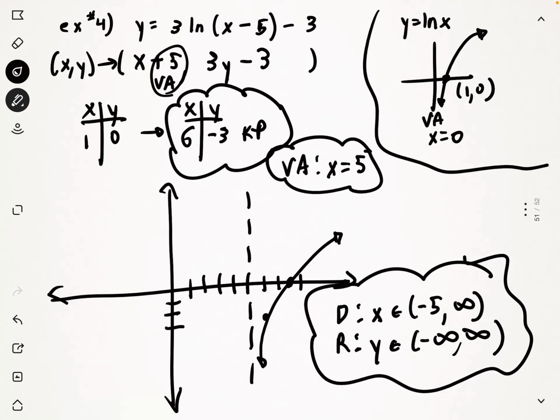And there we go. We have completed our fourth and final log and exponential example. And away we go. Now it's time for you guys to try some problems out.